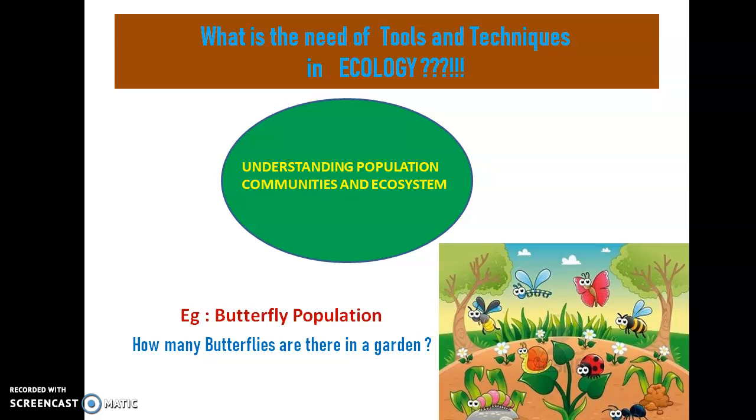For example, let's assume that this is a garden. In this garden, you can see different kinds of insects, right? Butterfly is there, dragonfly is there, honeybee is there, beetles are there, caterpillar is there, ant is there, then snail and other different organisms are there. Here, if you are analyzing the population of a butterfly only, so what will you do? We will calculate the number of butterflies in that particular garden, right?